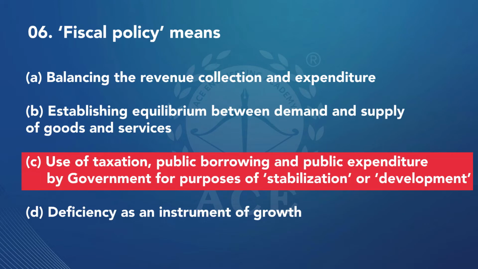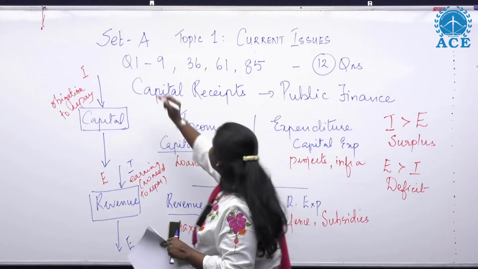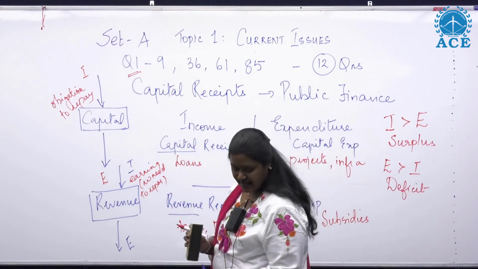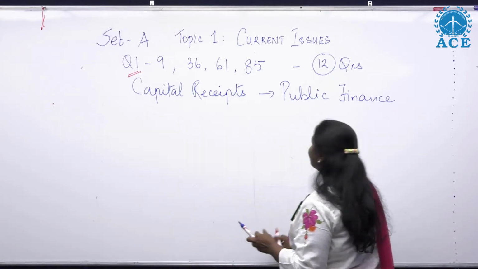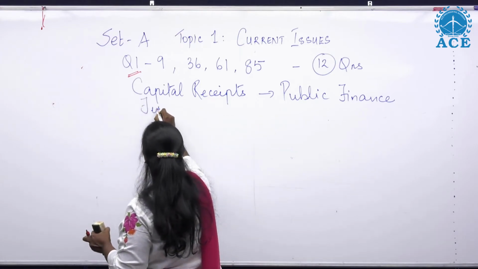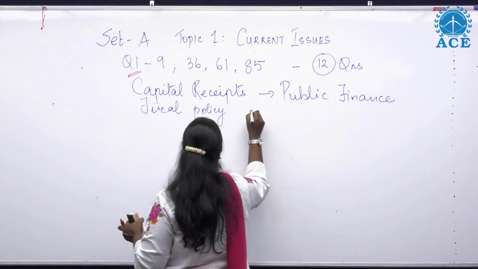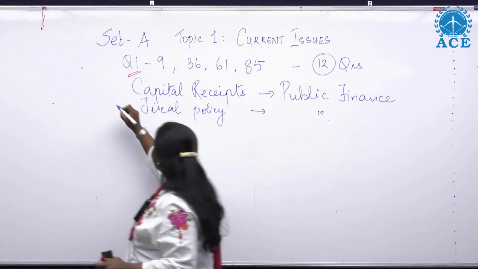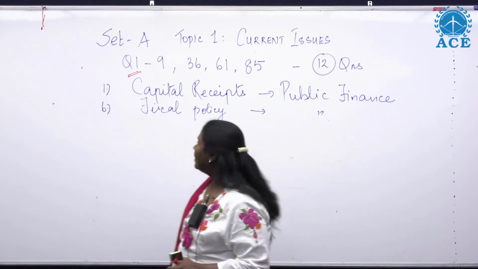Both question number 1 and question number 6 come under the chapter public finance. So, you had the capital receipts question, and then the fiscal policy question. Both these come from public finance. This was question number 1 and this was question number 6 from set A.